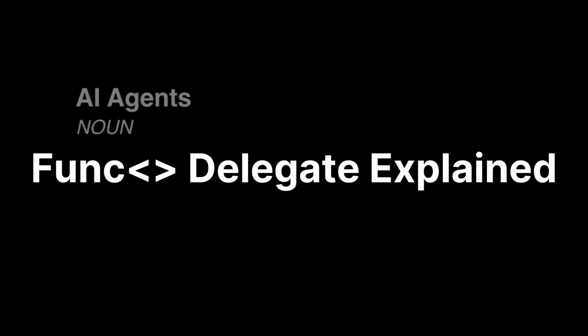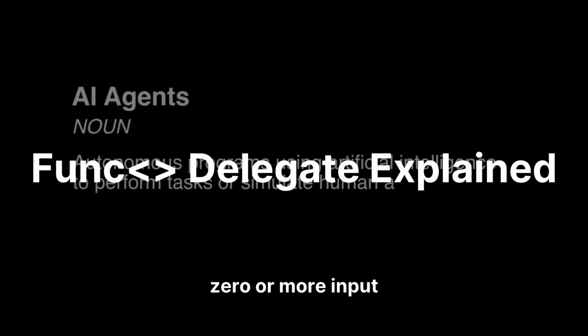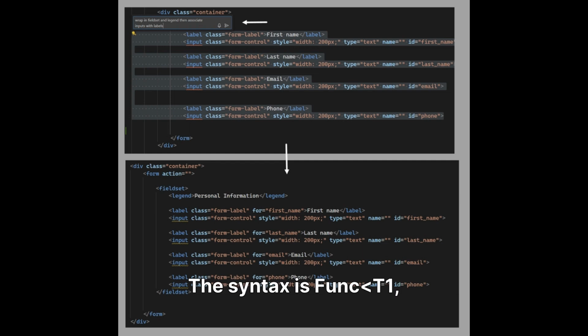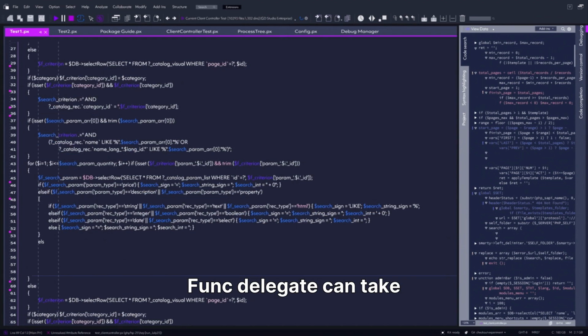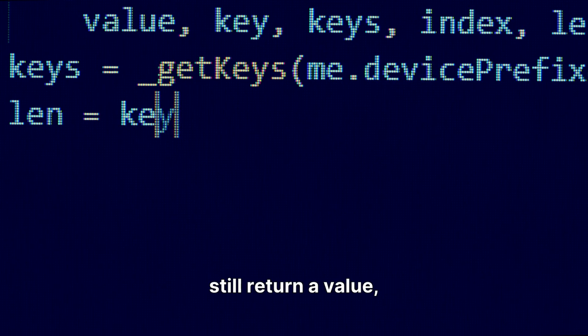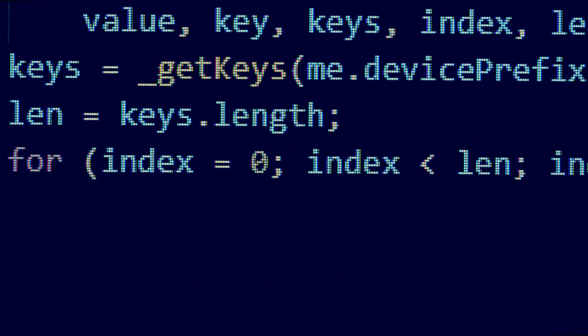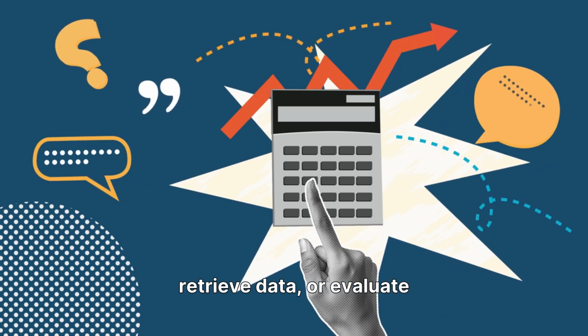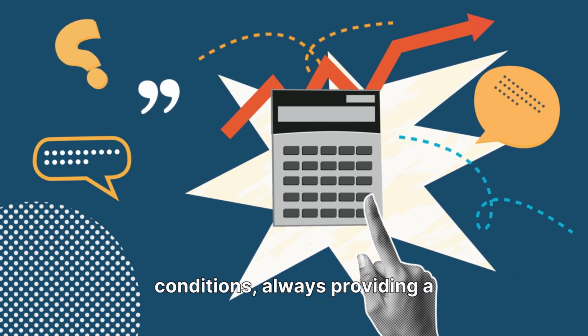Moving on to Func, this delegate is used for methods that take 0 or more input parameters and, crucially, return a value. The syntax is Func<T1, T2, TResult>, where TResult specifies the type of the return value. In Visual Studio, a Func delegate can take two integers and return their sum, as shown here. Func can also be used for methods that take no parameters but still return a value, like retrieving a name. Func is perfect for methods that perform calculations, retrieve data, or evaluate conditions, always providing a result.